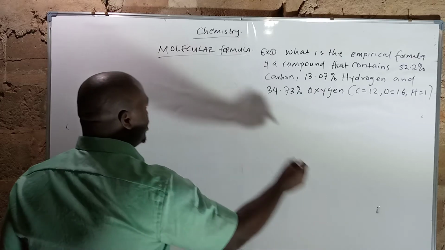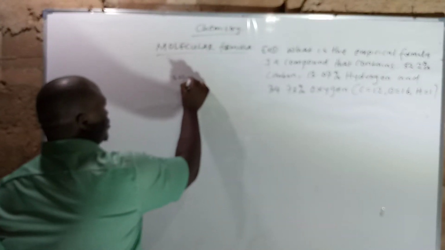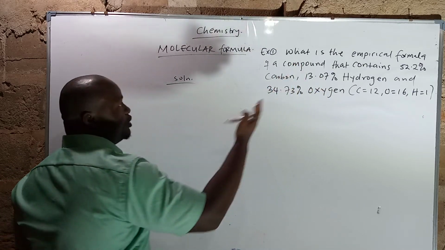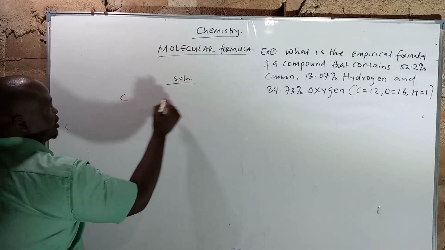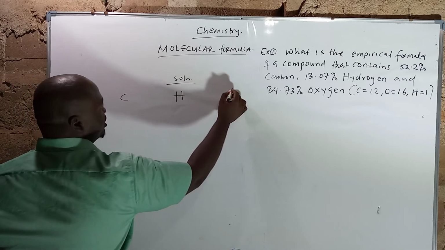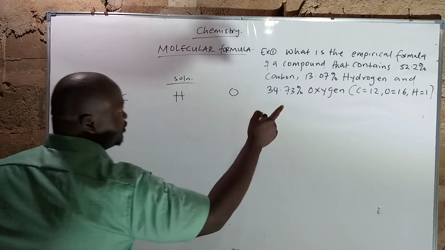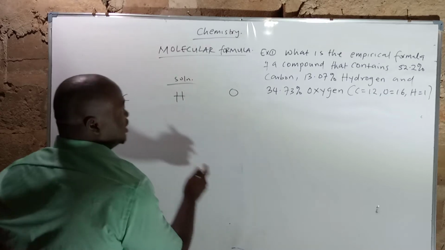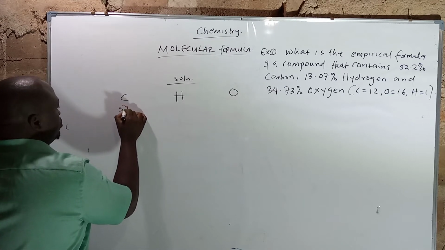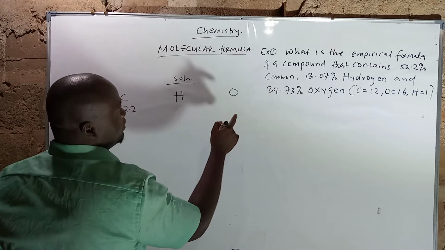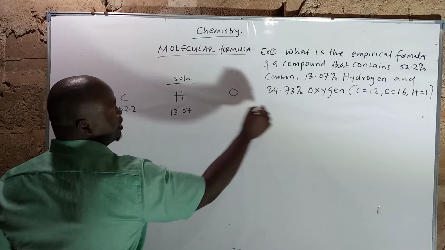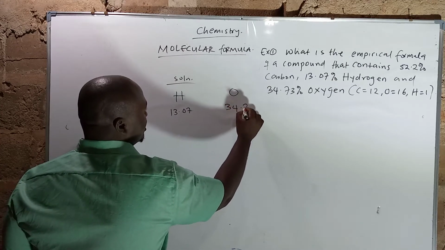Let's go. Now all you need to do is construct a small table. You can see we have carbon, hydrogen, and oxygen. So you construct a simple table: carbon, hydrogen, and oxygen. The next thing is to write their masses, already given in the question. So this is 52.2, the hydrogen is 13.07, and that of the oxygen is 34.73.